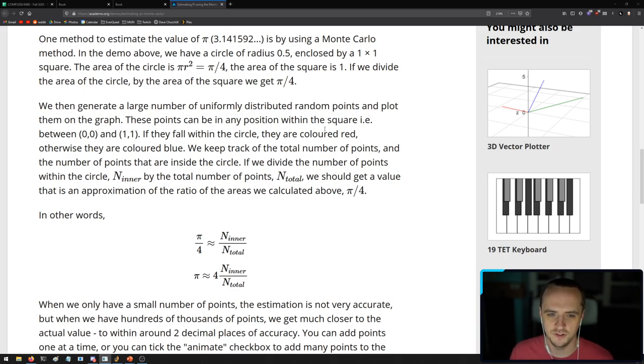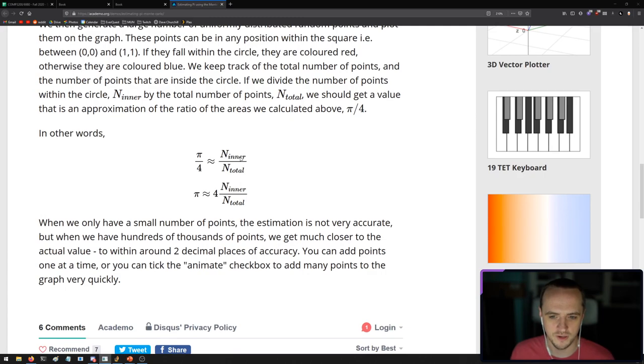These points can be in any position in the square between 0, 0 and 1, 1. If they fall within the circle, they are colored red, otherwise they're colored blue. We keep track of the total number of points and the number of points that are inside the circle. If we divide the number of points within the circle, n inner, by the total number of points, n total, we should get a value that is an approximation of the ratio of the areas that we calculated above, or pi over 4. So in other words, if the number of points inside the circle divided by the number of total points is approximately equivalent to pi over 4, then if we take this ratio and multiply it by 4, we get an approximation of pi.